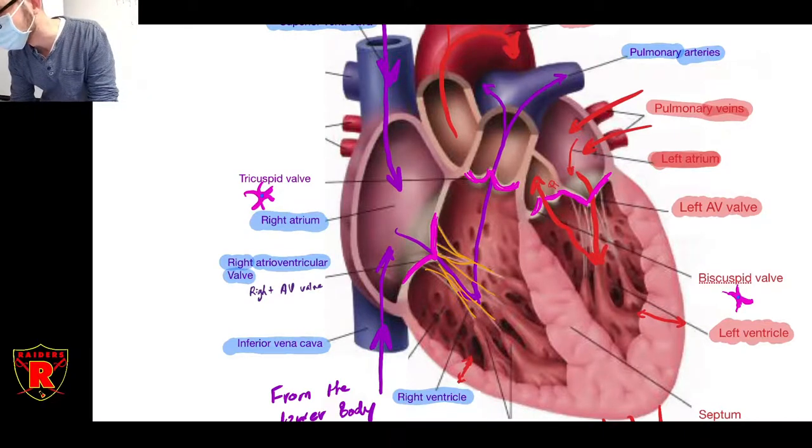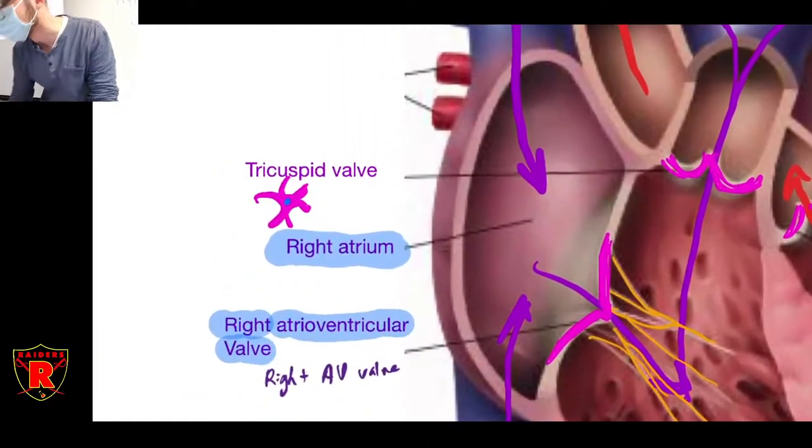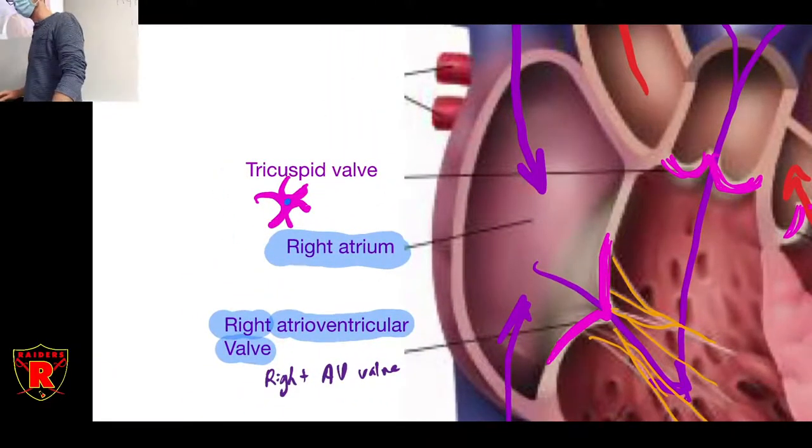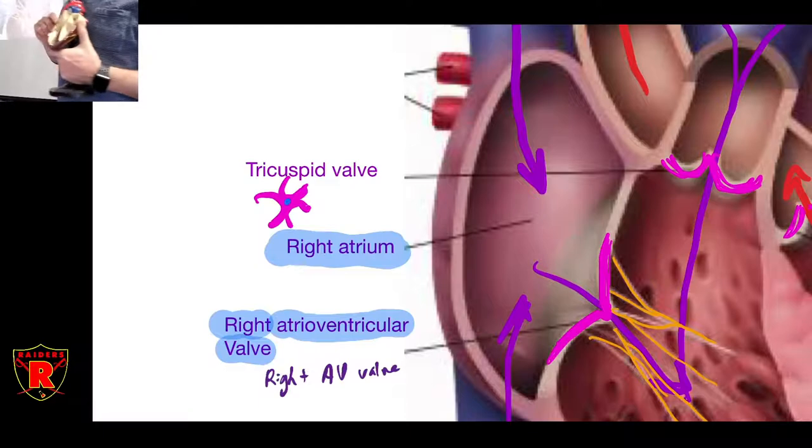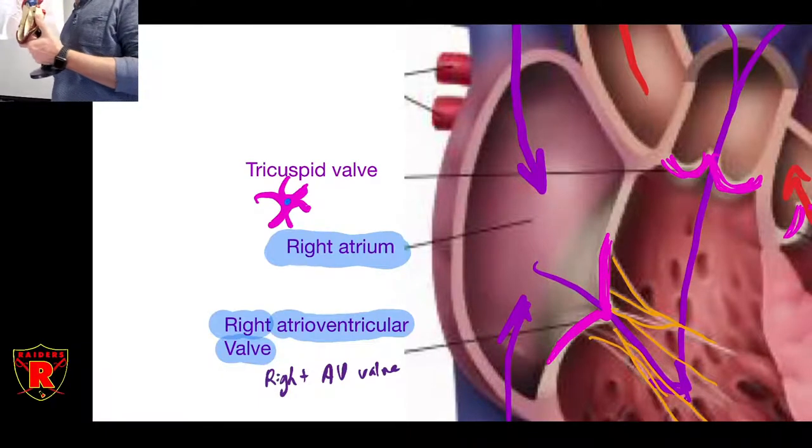So the right atrium is the top part here of their heart. The right atrium is a chamber. It's one of the four chambers of the heart. This up here, this chamber right here, and its job is only to fill the chamber below it, okay? It doesn't really do very much.